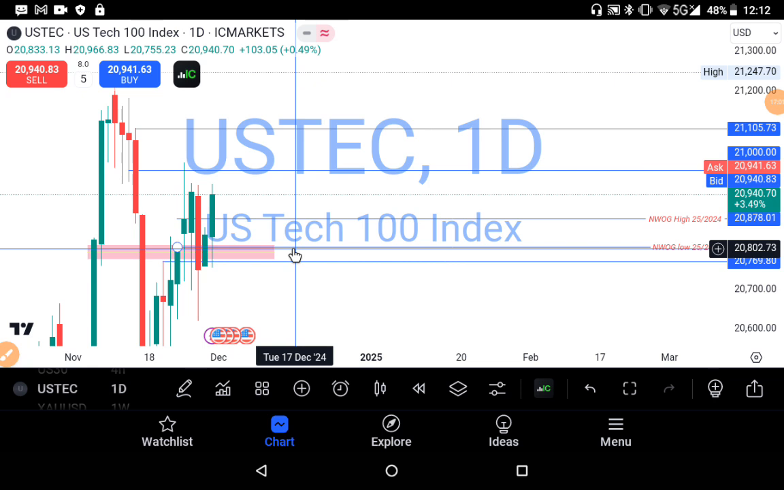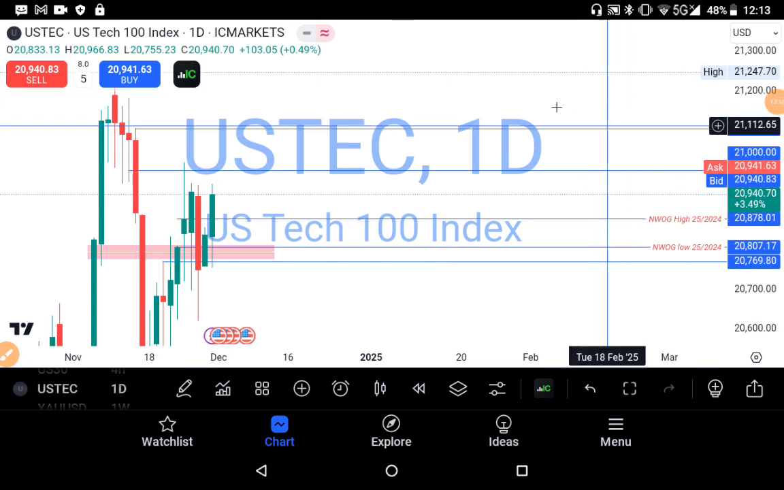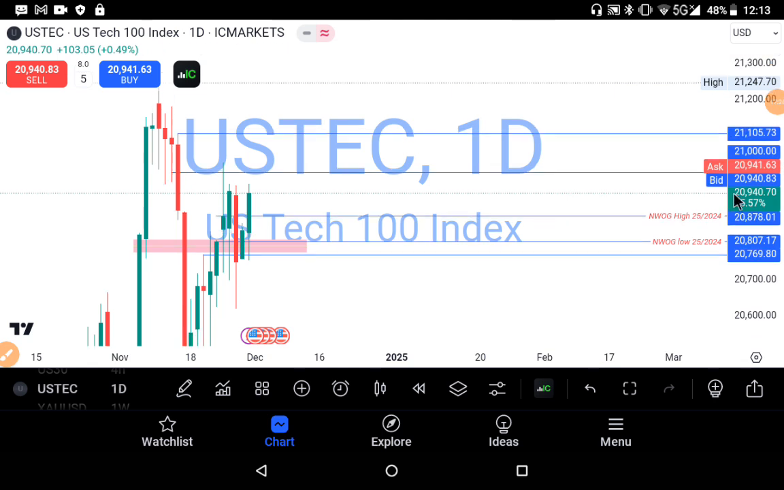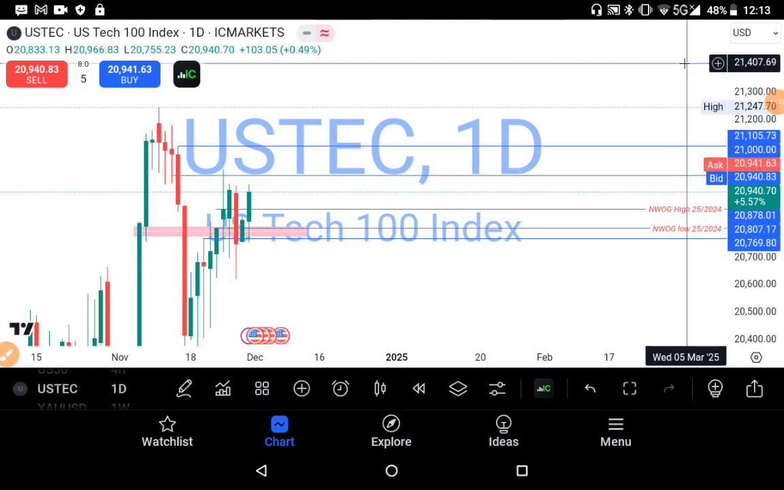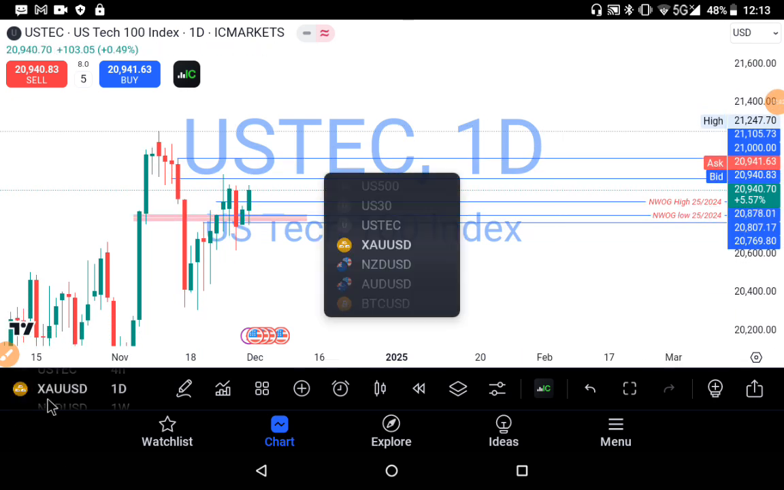20,800. So as long as 20,800 serves as a support, then I'm going back to 21,000 and 21,105. Then I should be able to see 21,250, 21,300 being delivered, as long as the market keeps trading above 20,800. So that is what I will be watching personally. This is a personal decision.